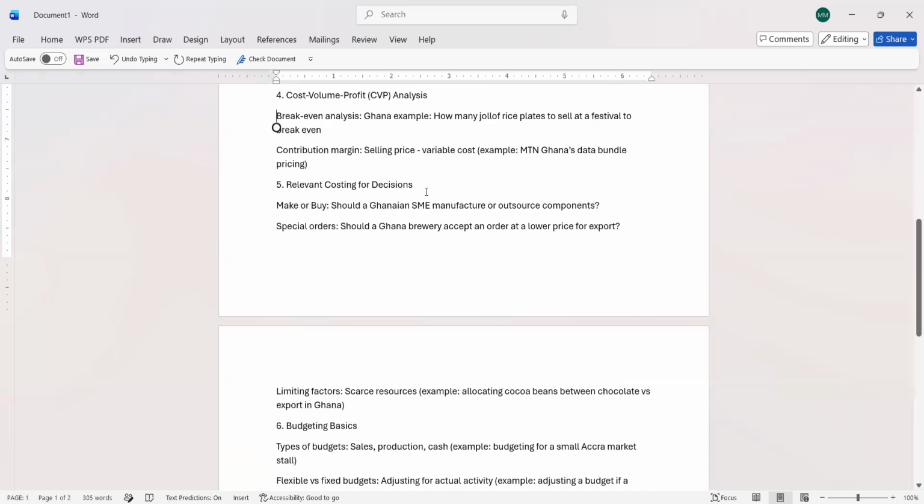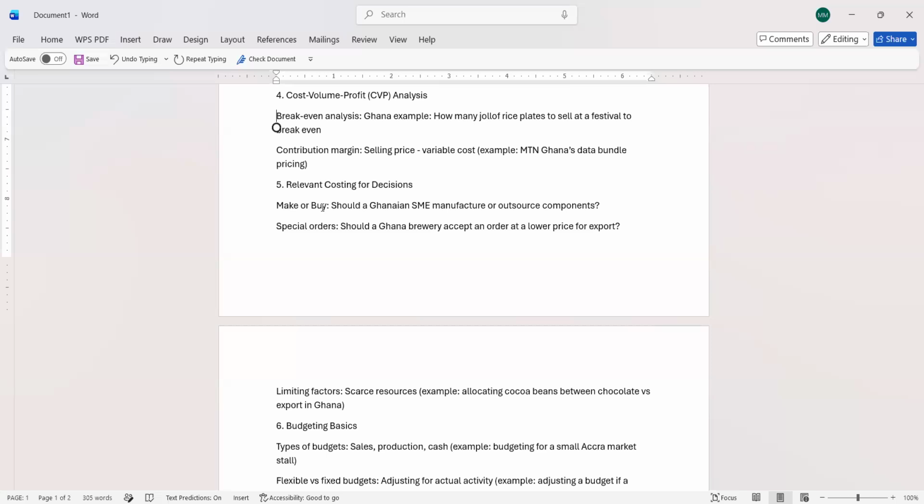We also talk about some relevant costing decisions. So relevant costing for some decision making in the business. You shouldn't forget costing techniques are there to make available information for informed decision making in the organization. So we talk about make or buy decision.